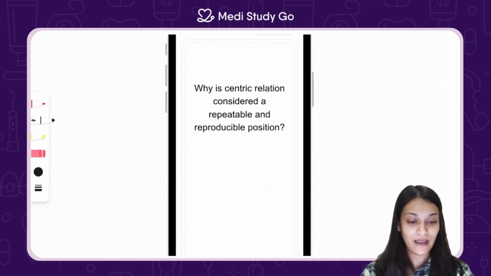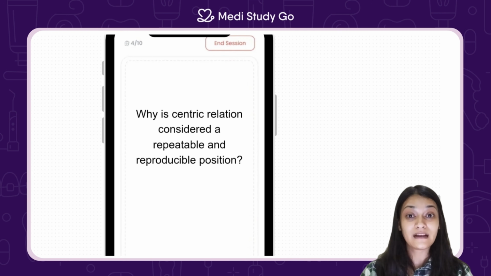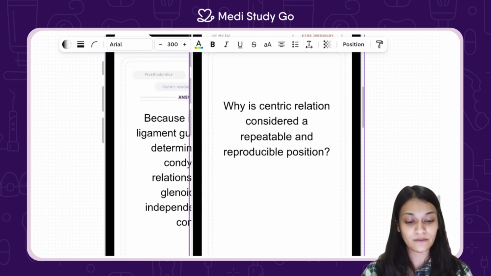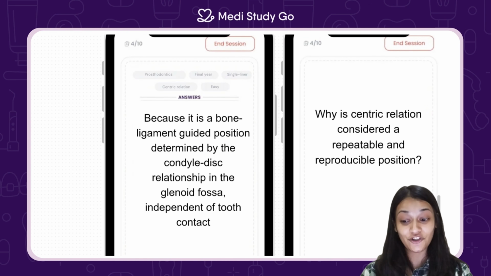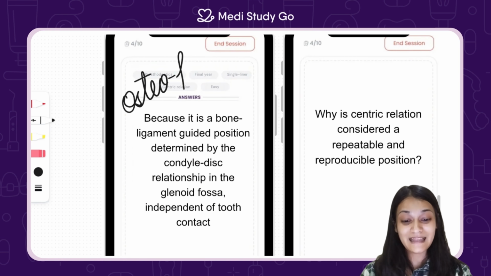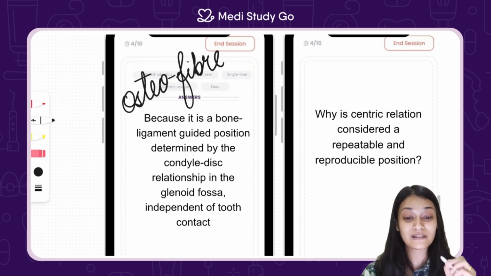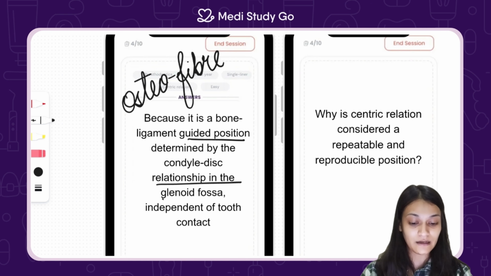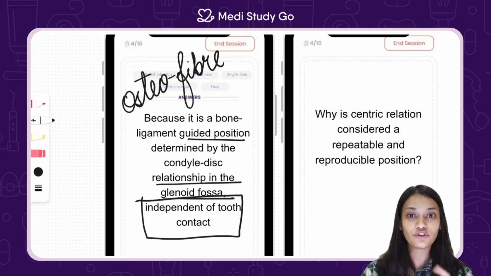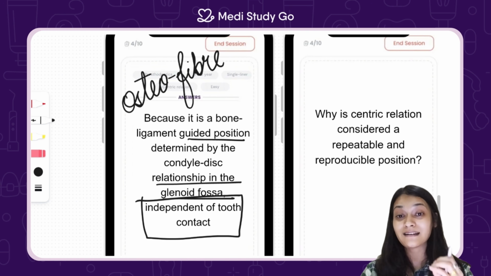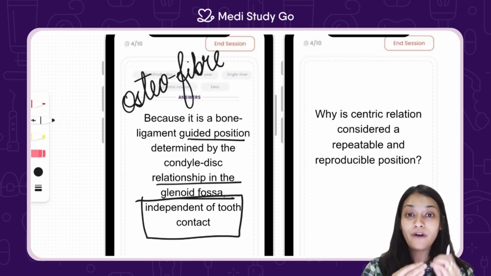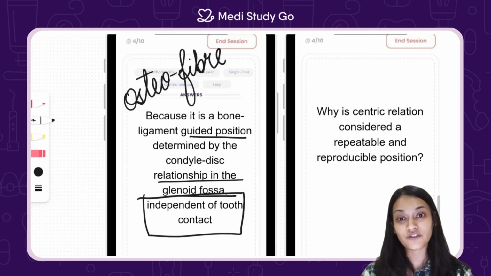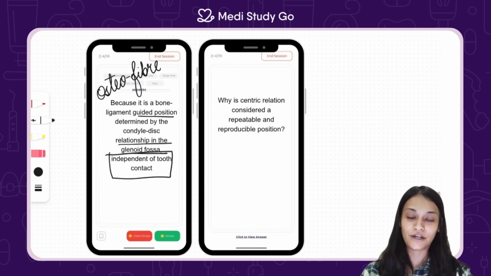Talking about the flashcard. Why is centric relation considered the most repeatable and reproducible position? Because of the theory. If you paid attention to the theory, it was the Osteofibrous Theory that has been considered closest and most acceptable, which says that it is the bone and ligament guided position determined by the condyle and disc relationship in the glenoid fossa and is independent of tooth contact. Because there is no tooth contact, we can understand that the physiologic position is functionally guided, and hence it is considered the most repeatable and reproducible position.